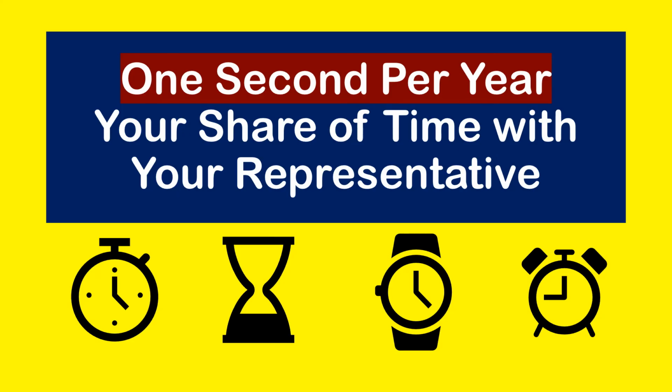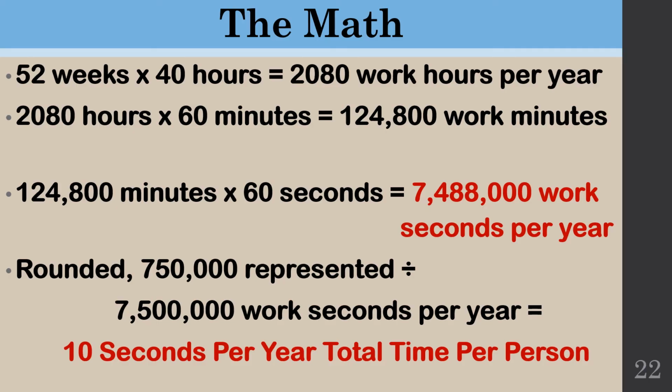So now with that little bit of education under our belt, let's look at the 1 second per year slides again. Let's go through the math. There are 52 weeks in a year, 40 work hours in a week. That's 2,080 work hours per year. Take that, multiply it by 60 minutes. That's 124,800 work minutes per year. Take that number, times it by 60 seconds. That's nearly 7.5 million work seconds per year.